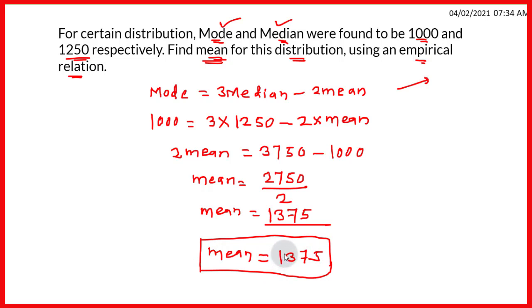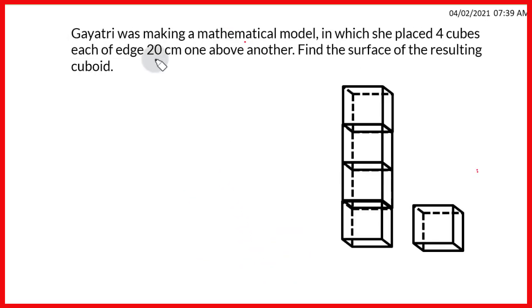Now move to the next question. Friends, here is another question. Gayatri was making a mathematical model in which she placed 4 cubes, each of edge 20 centimeter, one above another. Find the surface area of the resulting cuboid.